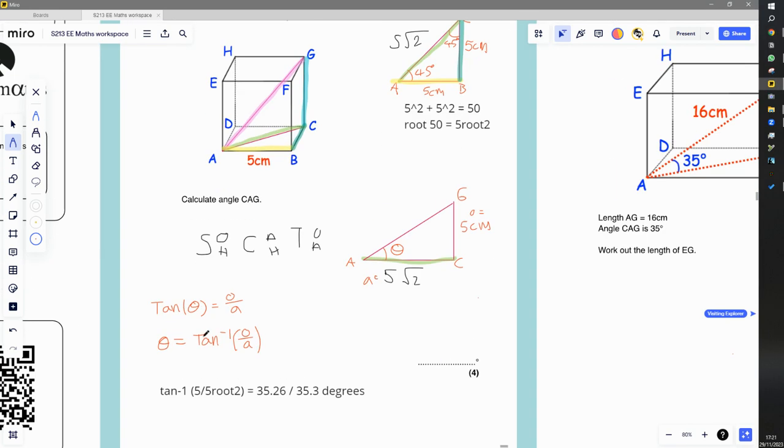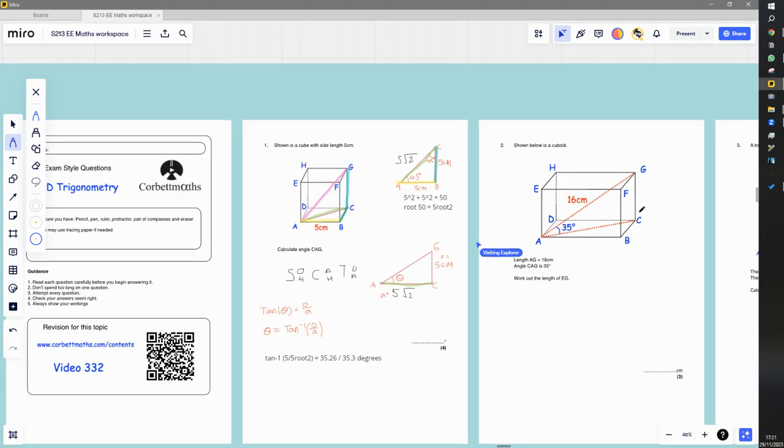Okay, yeah, so subbing in the values, we've got 5 over 5 root 2, or you could have put 5 over root 50. Inverse tan of all that, and you get 35.26 or 35.3 to 1 decimal place. So yeah, you should really be writing angles to 1 decimal place. Okay, I'll stop the video there.